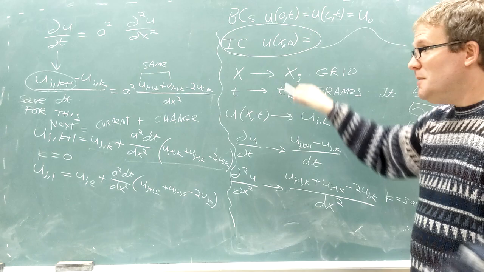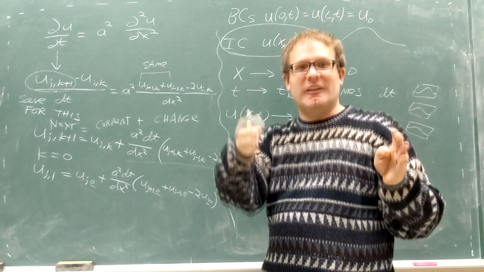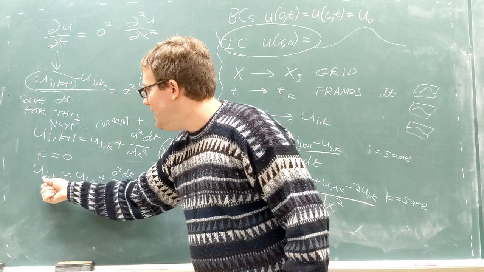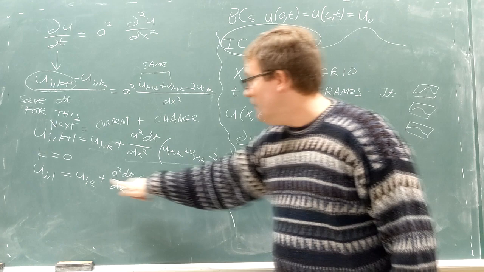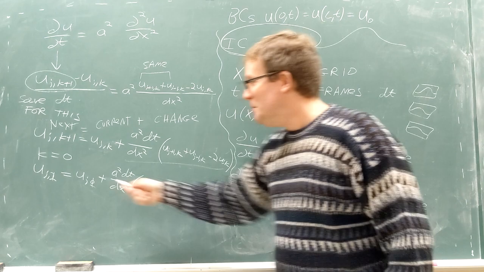Which means all I need to do is iterate over the j values, right? All I need to do is start at the leftmost value and move to the next one, then move to the next one, all the way along the grid. And I can figure out what all of the uj's are at 1. Once I've got that, I can plug in 1 where I have zeros over here, and then I can get uj 2. Then I can replace these ones with 2s, replace this 2 with a 3. I can keep iterating forward.